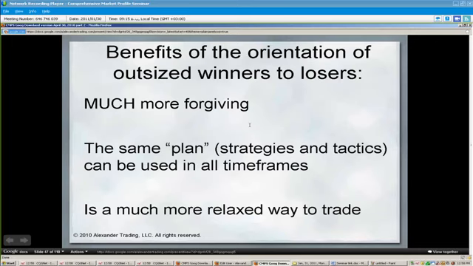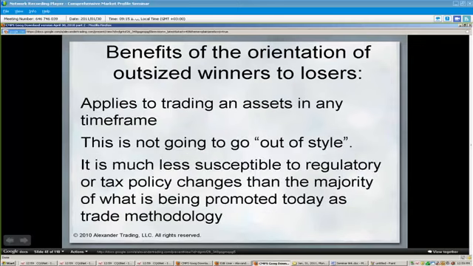Okay, the benefits of the orientation of outsized winners to losers: it is much more forgiving. The same plan, the same strategies and tactics can be used in all time frames. It's a much more relaxed way to trade. This applies to any asset in any time frame. It's not going to go out of style. And it's much less susceptible to regulatory or tax policy changes than the majority of what is being promoted today as a trade methodology.